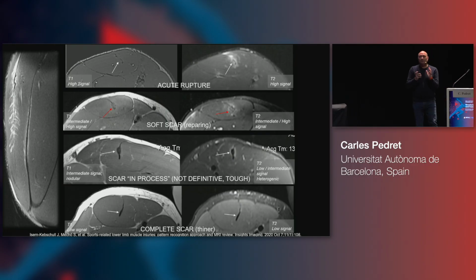But where do we need to take care here? Here is the key risk point during the process, and this is around 0 to 3 weeks, depending on the injury, of course, okay?